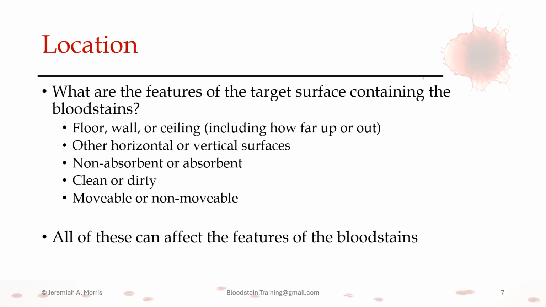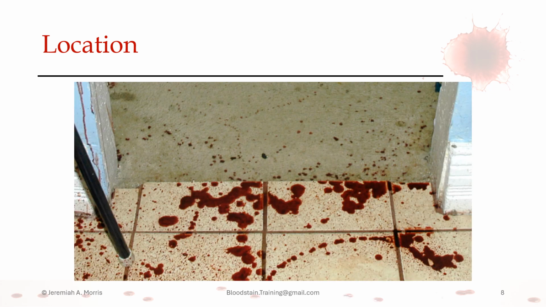All of these features can affect the features of the bloodstains. And of these, probably the one that is most overlooked and most misunderstood is the difference between a non-absorbent as well as an absorbent target surface. So when we consider the location and how that can be affected, here's an image.